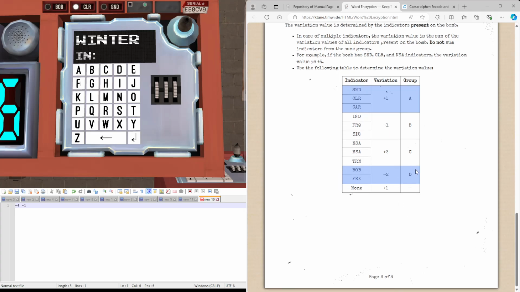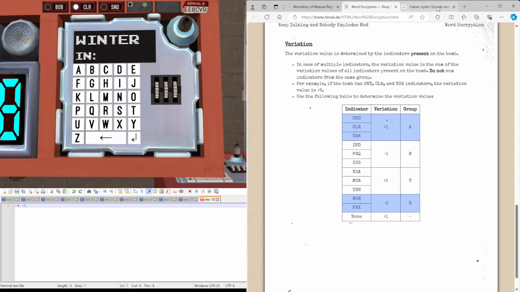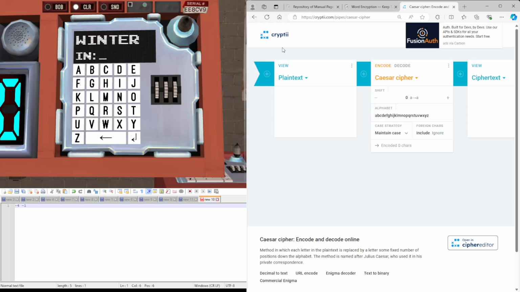So now we're ready to encode this word. I've got Crypto open to make this process a little bit quicker and make sure I actually do it right. But this is probably pretty easily done without Crypto, because it is only Caesar ciphering by probably a small amount. So our word is winter, and we're starting out with -4. So our first letter is going to be S.